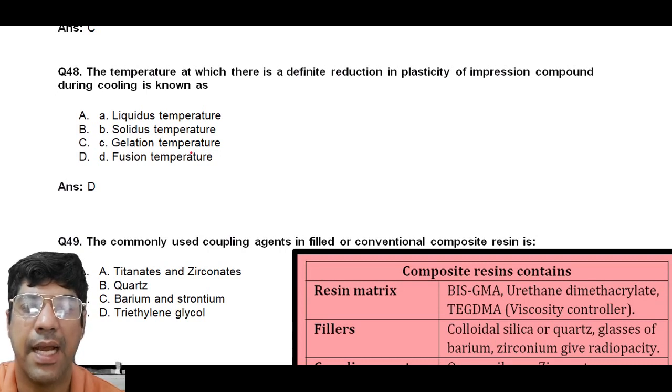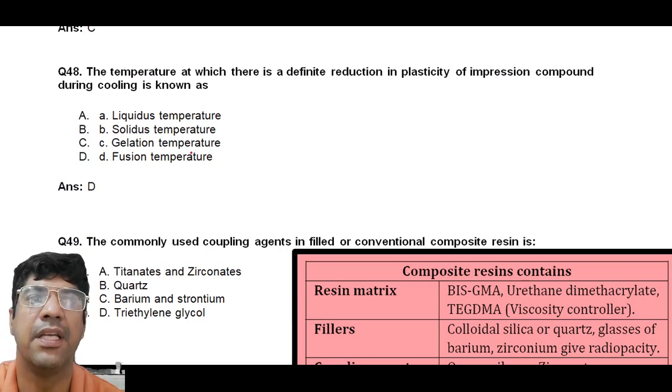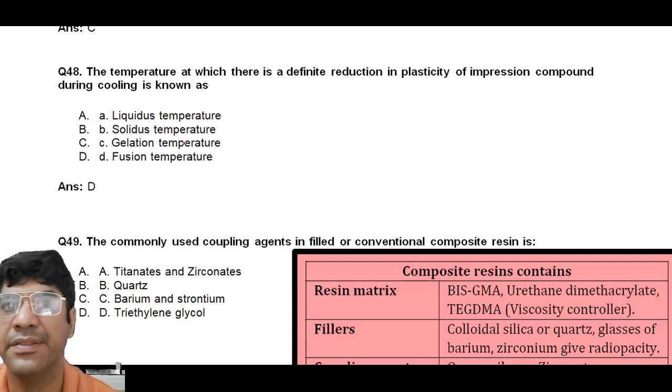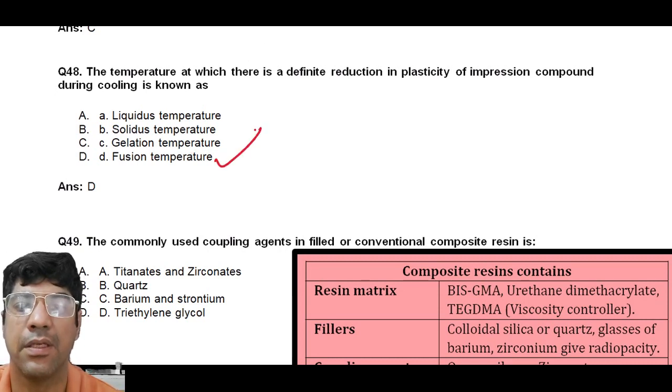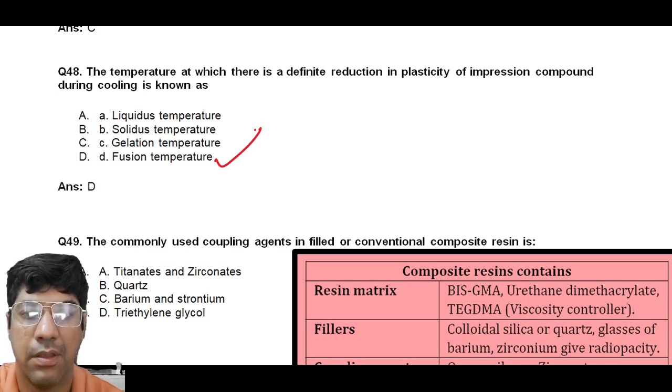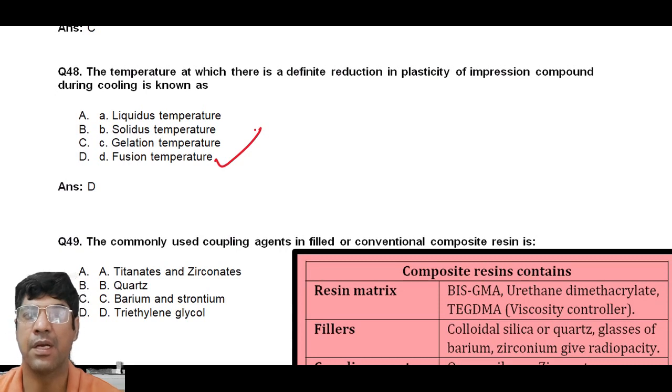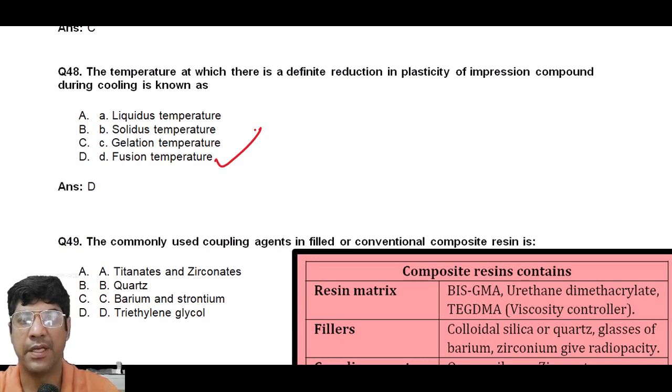The temperature at which there is a definite reduction in plasticity of impression compound is known as fusion temperature. Fusion temperature is the temperature at which the impression compound goes from a plastic state to a more solid state as it cools. So this transition is important in the use of impression compound for dental impressions.